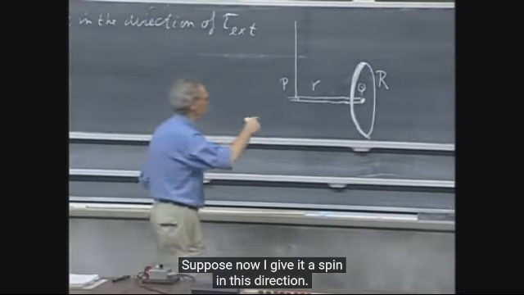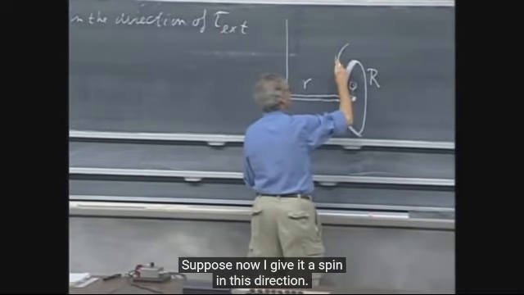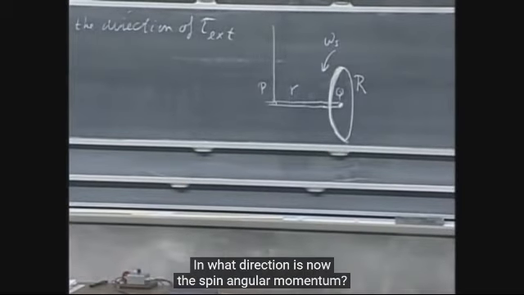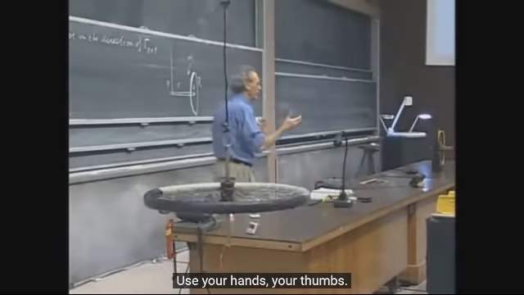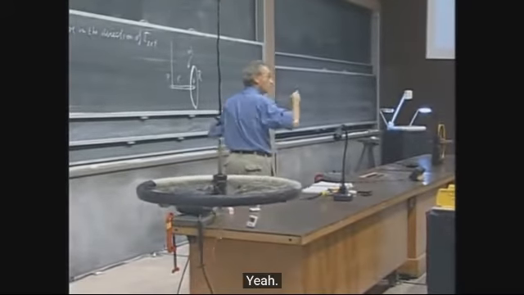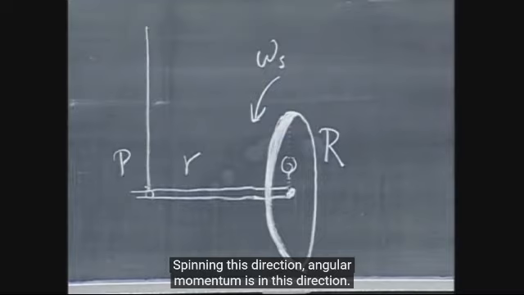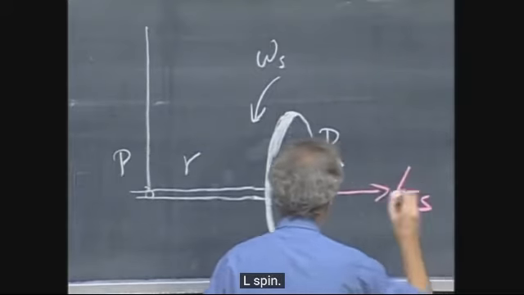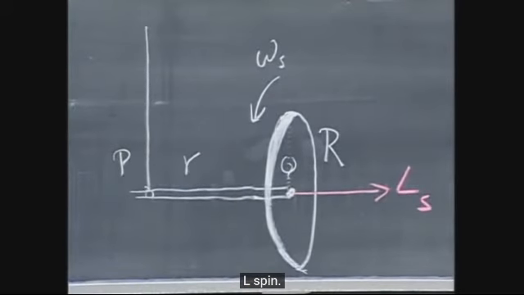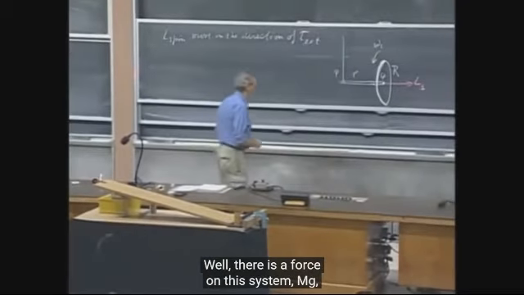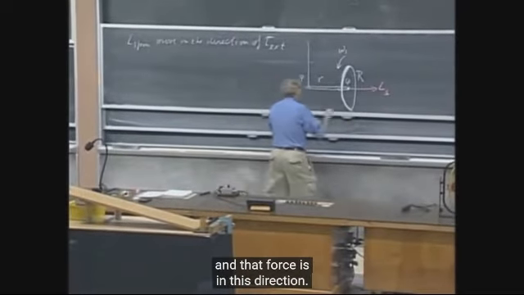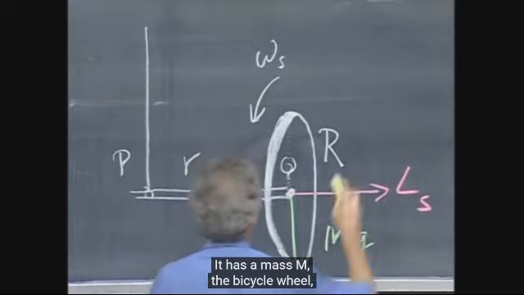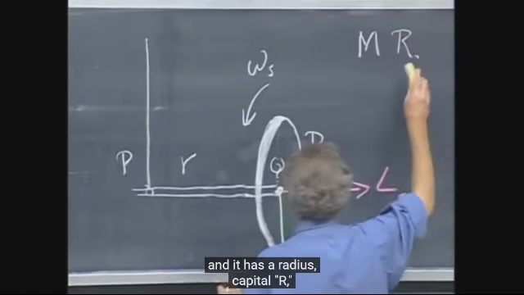Suppose now I give it a spin in this direction, omega s. S stands for spin. In what direction is now the spin angular momentum? Use your hands, your thumbs. It's spinning in this direction, angular momentum is in this direction. That's the spin angular momentum, L spin. Well, there is a force on this system, mg, and that force is in this direction. It has a mass m, the bicycle wheel, and it has a radius capital R, and this part is little r.